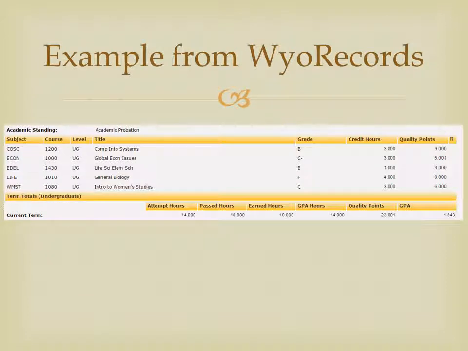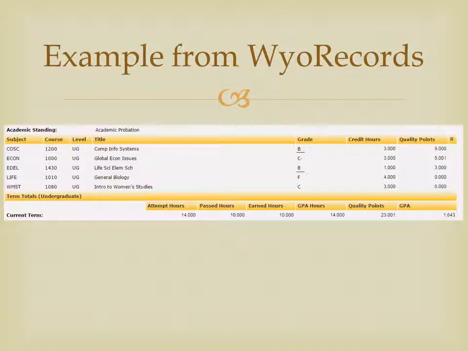And here's a screenshot straight from WYO Records. So this is what yours will look like in this format. And you can see this example. The student was taking computer info systems, global economic issues, down the line. And this is a great example because the credit hours vary. We can see that this student got 2 grades of a B in both the computer info systems and the life science for elementary schools.